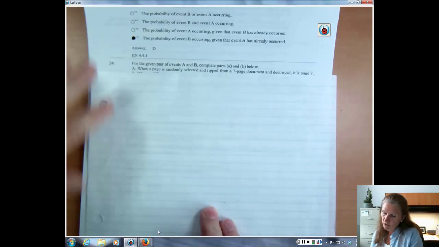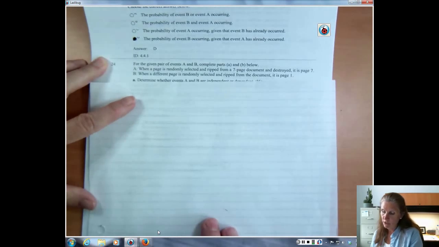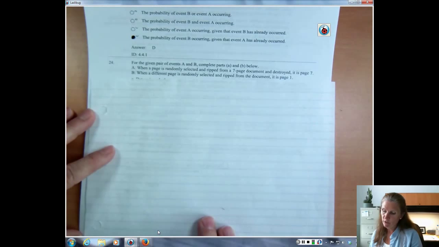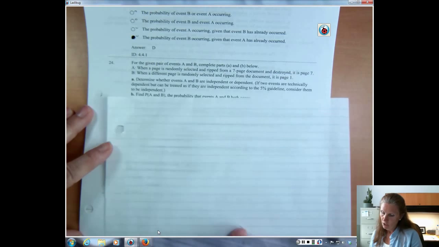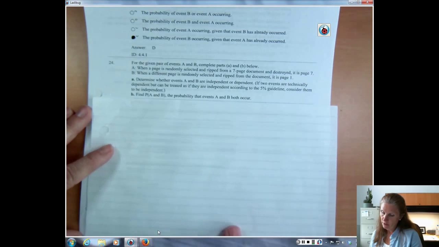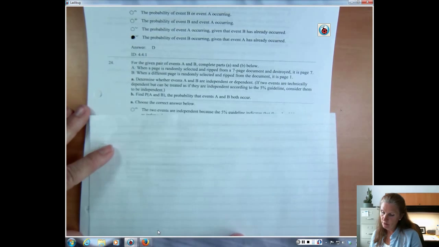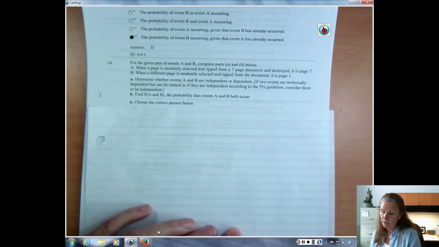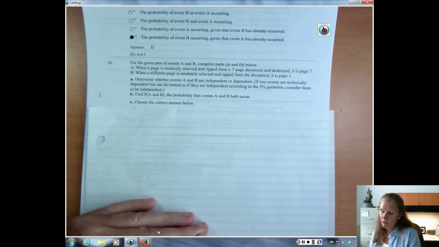Okay. For the given pair of events, A and B, complete parts A through B below. A, when a page is randomly selected and ripped from a 7-page document and destroyed, it is page 7. What's the question? Okay. A, determine whether events A and B are independent or dependent. If two events are technically dependent, they can be treated as if they are independent according to the 5% guideline.